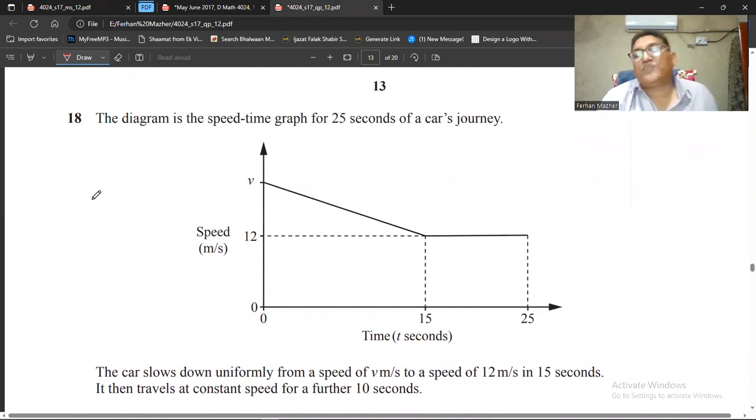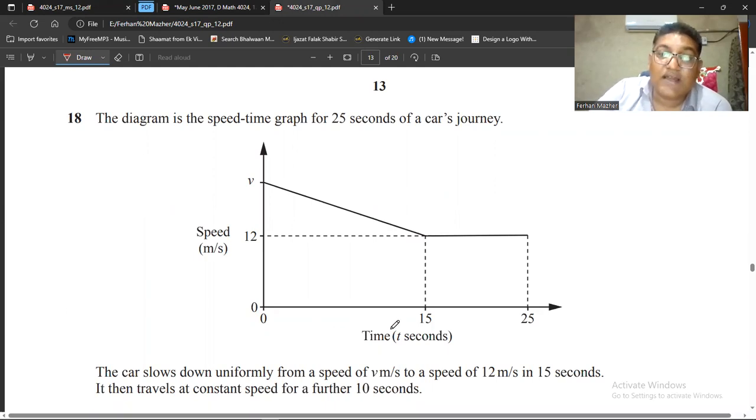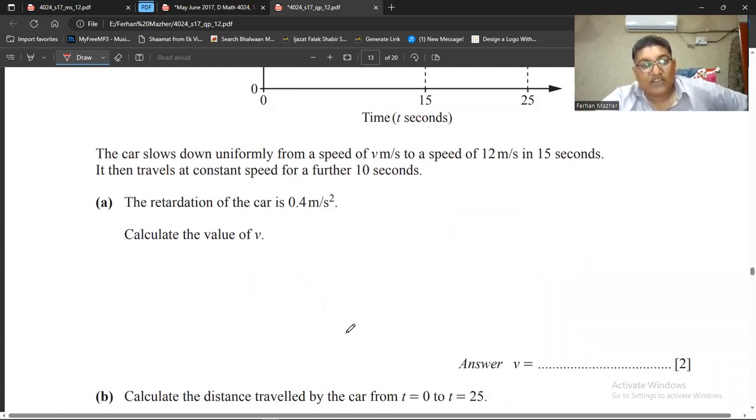The diagram is the speed time graph for 25 seconds of a car's journey. So here we have a speed time graph. Here you have the speed, and here you have the time in seconds. The speed is in meters per second. The question: the car slows down uniformly from a speed of v meters per second to 12 meters per second in 15 seconds. It then travels at a constant speed for a further 10 seconds. The retardation of the car is 0.4 meters per second squared. Calculate the value of v. It's a 2 marks question.